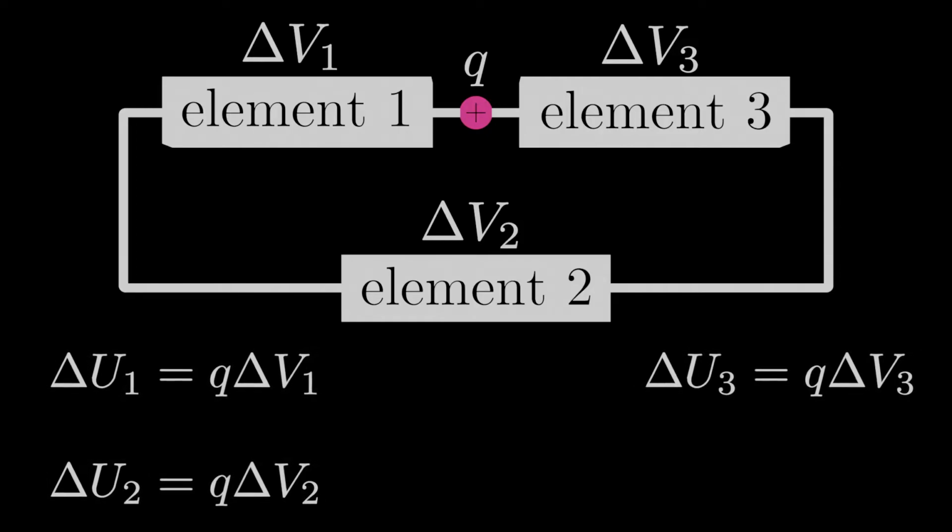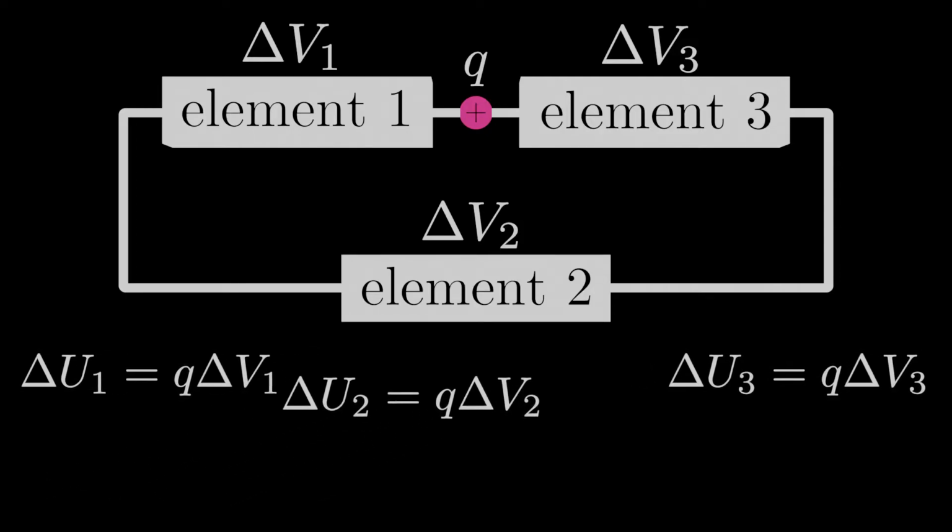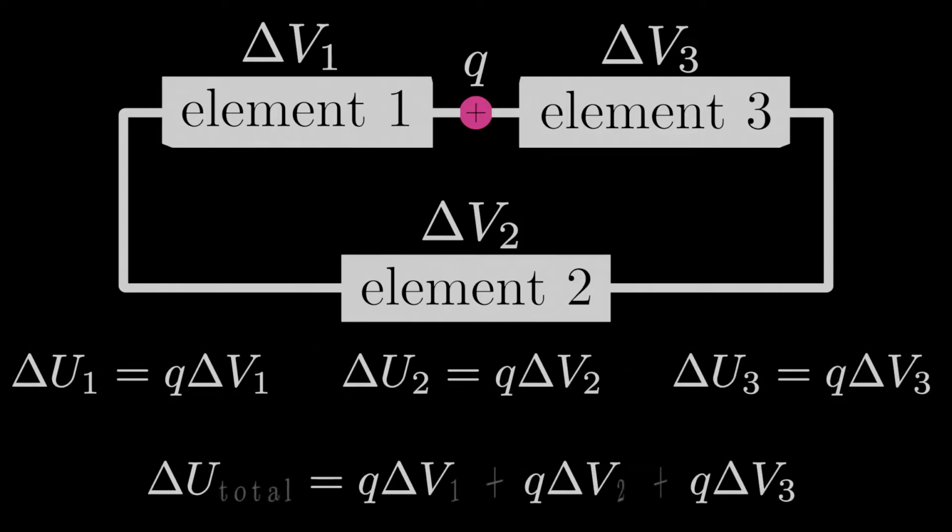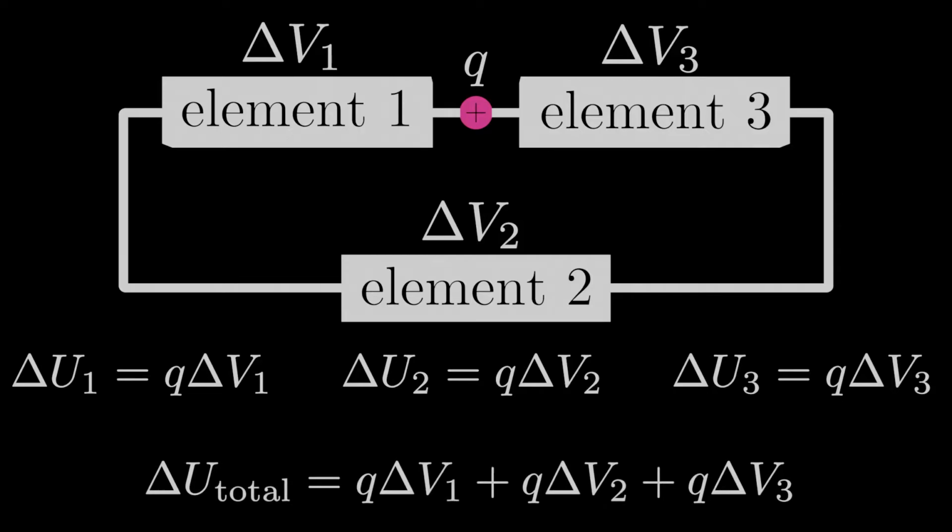Now if we end up back at where we started, the total change in electric potential energy that this charge experienced is Q times delta V1 plus Q times delta V2 plus Q times delta V3, just the change in energy it experienced across all three components added together. But if we end at the point we started out at, we have to end up with the same electric potential energy we started out with.